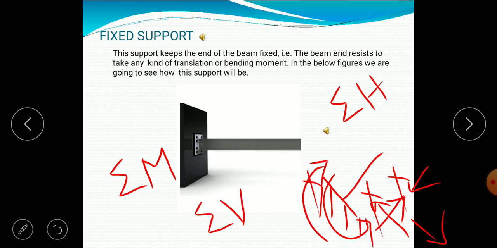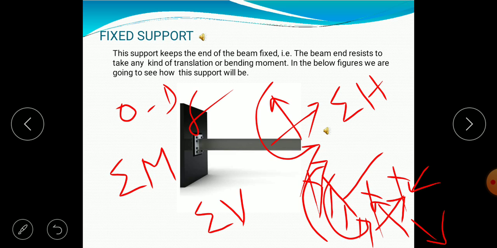So how many reactions will be developed in the fixed support? Three reactions will be acting: in the horizontal direction, vertical direction and rotation. So the number of reactions is 3. What about the degree of freedom? Degree of freedom means the freedom of a support to move. Here the fixed support is fixed in 3 directions, there is no freedom. So the degree of freedom becomes 0.